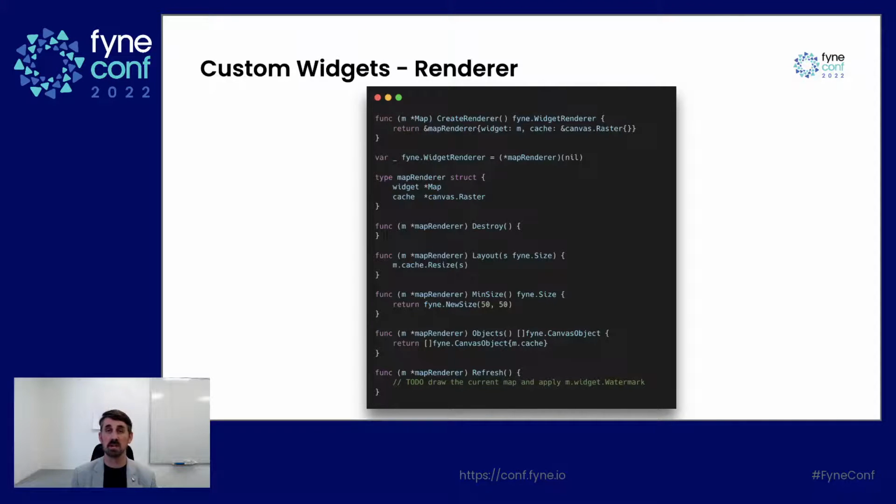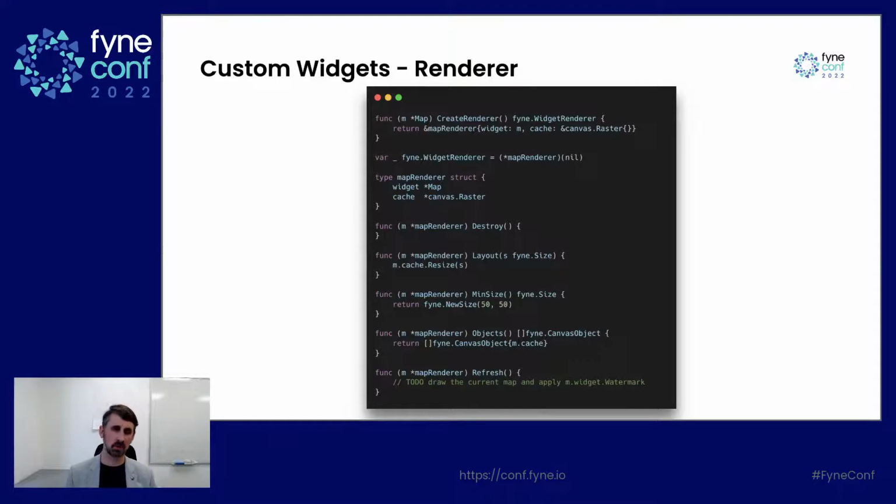If your widget was more based on textual content, you might want to measure each individual item and add them together. Now, the way that the renderer is conveying to the toolkit how to render is that we pass a list of objects back, and in our case, it's just this cache. And in refresh, I've omitted some code, which would of course draw the pixels of the map and overlay the watermark from our map widget.